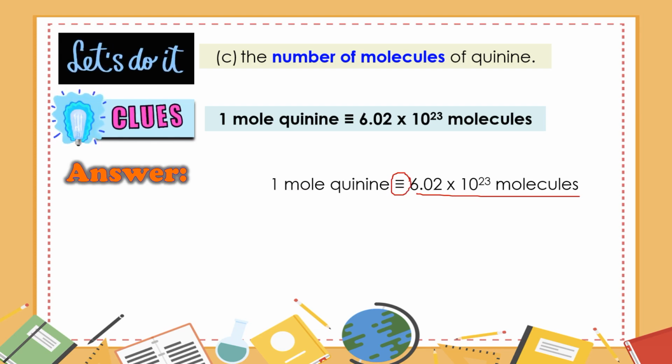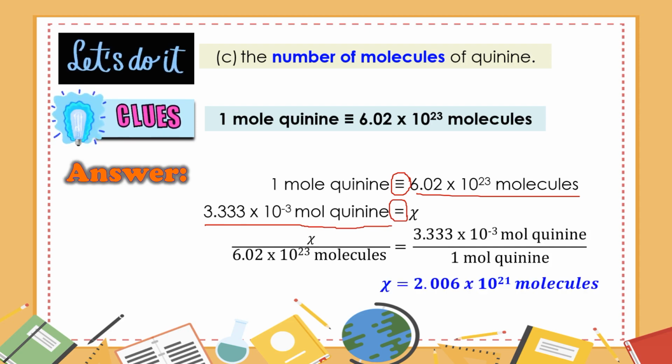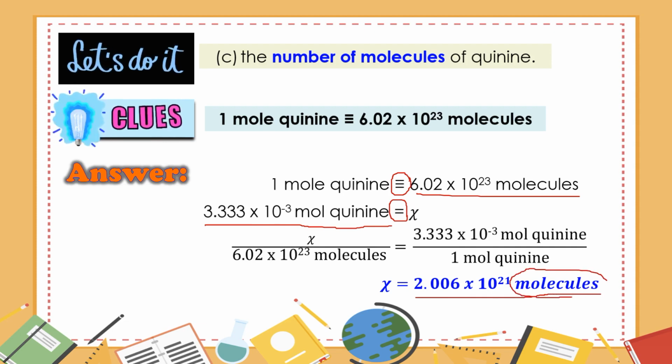From the previous calculation, the number of quinine is 3.333 times 10 power of negative 3 mole quinine. And we represent the number of molecules by X. You must use the symbol equal to here. Next, you can find out the value of X. Therefore, the number of molecules is 2.006 times 10 power of 21 molecules. The unit here is molecules because the question asks for the number of molecules.